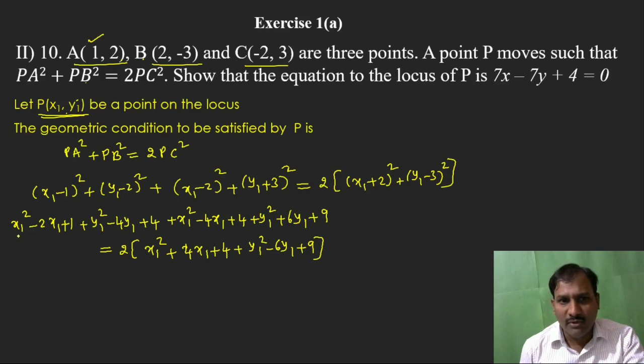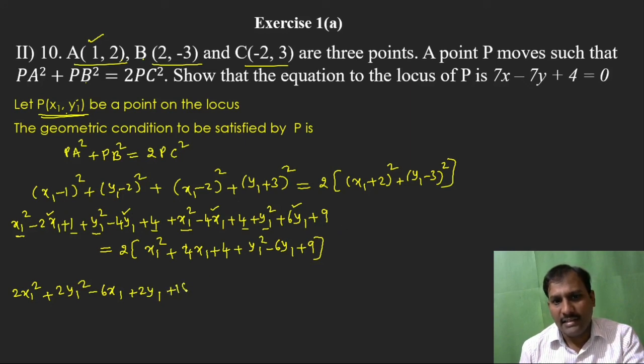Now left side you simplify x1 square plus x1 square, that is 2x1 square, then y1 square plus y1 square, that is 2y1 square, then x1 term minus 2x1 minus 4x1, that is minus 6x1, then y1 term minus 4y1 plus 6y1, that is 2y1, and the constants are 1 plus 4 5 plus 4 9 plus 9 is 18.